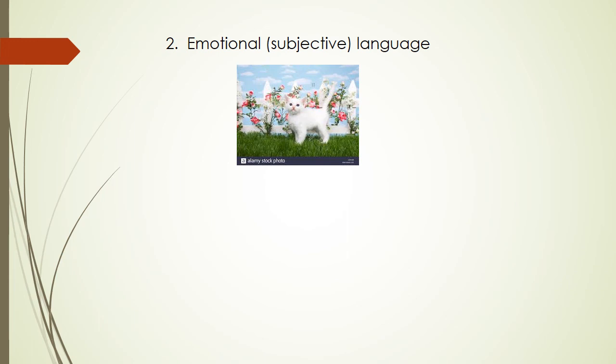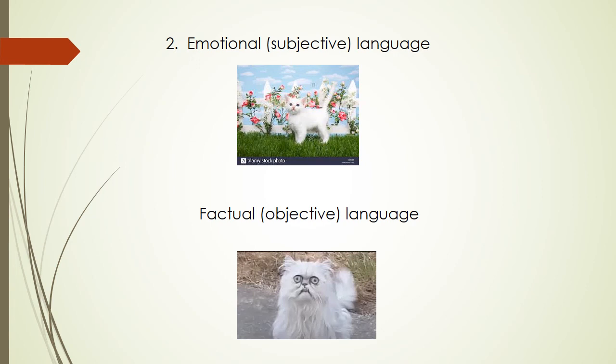What am I telling you? I'm saying that my cat is outside. So if I had to take the emotion out of what I'm saying, I say, my cat is outside. Factual, objective language, you get a picture like that. That's a cat outside. I'm sorry, I couldn't resist putting that cat there because his face is precious. But you see the difference here.